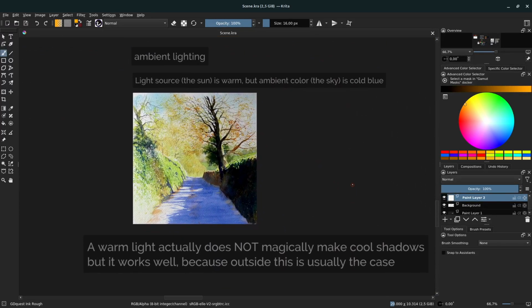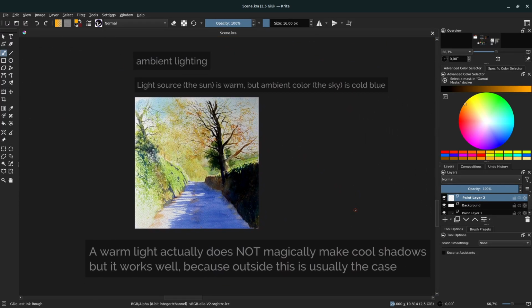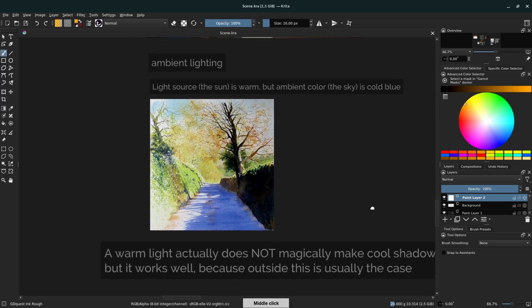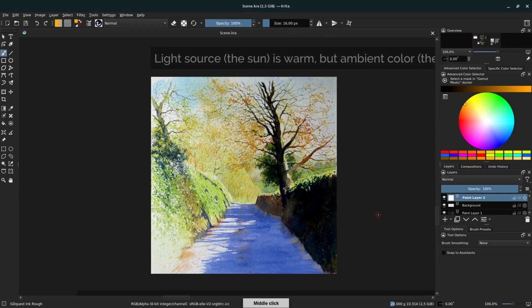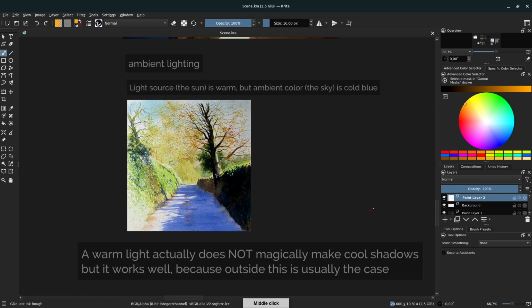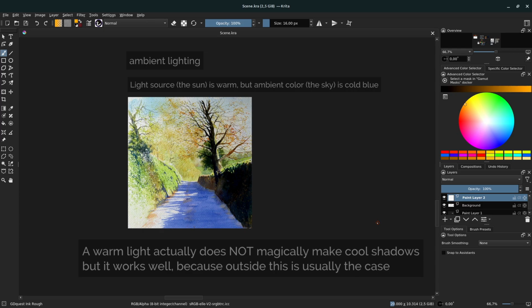I think if you watch a lot of art videos, you have heard artists say warm light creates cold shadows, cold light creates warm shadows. That's not true, but it does look very natural, because in our lives we see it all the time. We see a warm light and a cold shadow. That's because of other things: the ambient light, the sky, or a blue wall. And it's also a matter of contrast. Artistically, it makes sense.